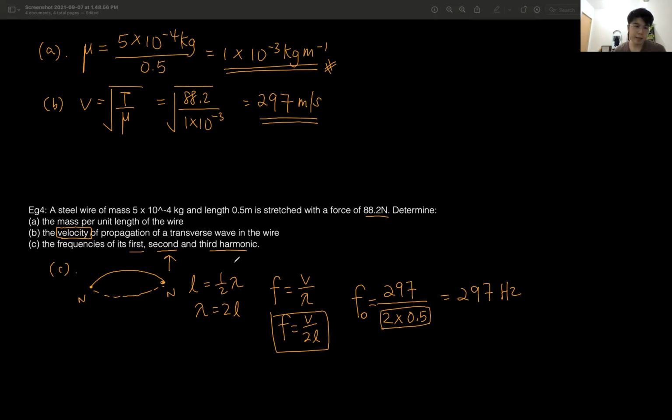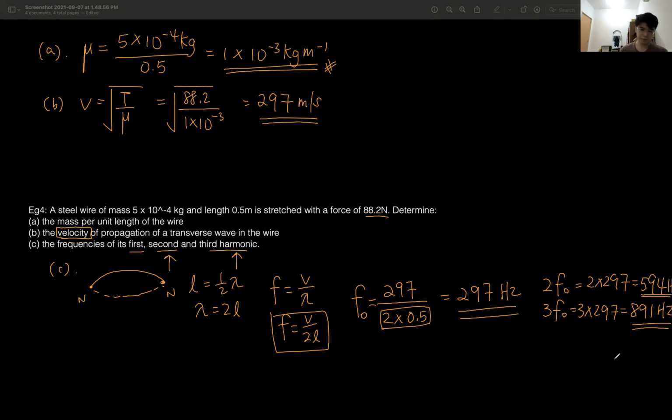To calculate the second and the third, you just need to times 2 and times 3, because the second one is 2 f naught, third is 3 f naught. Okay, 2 times 297, you get 594 hertz, and this is 3 times 297, you get 891 hertz. So that's your answer: 297, 594, and 891.